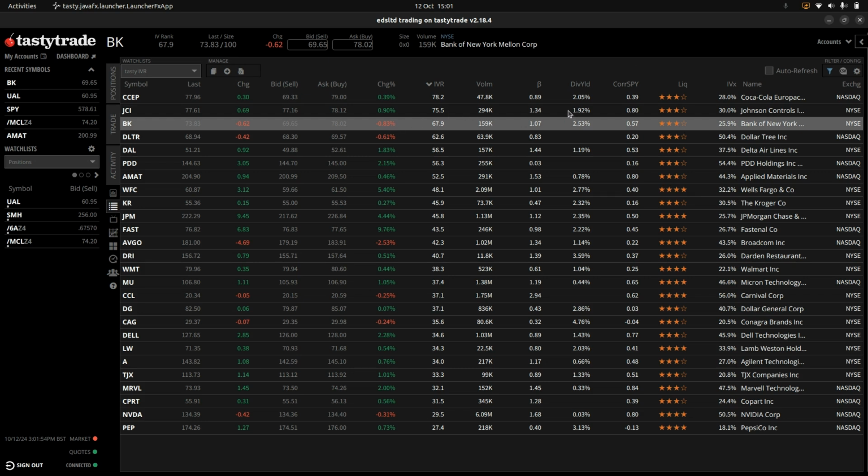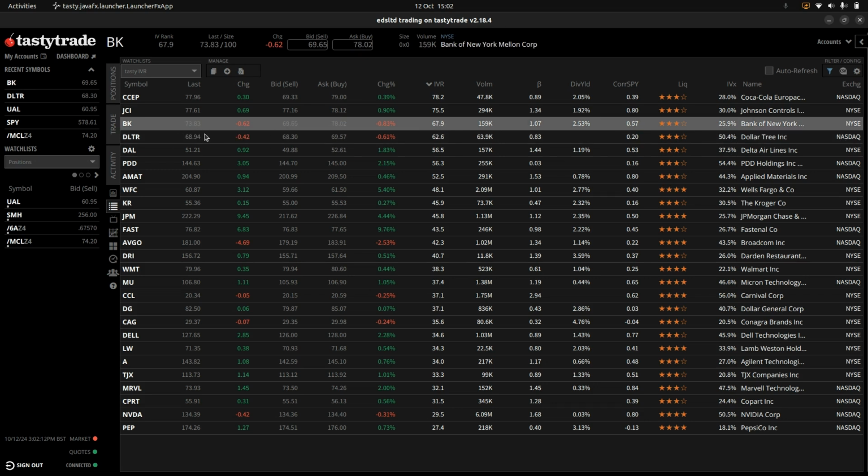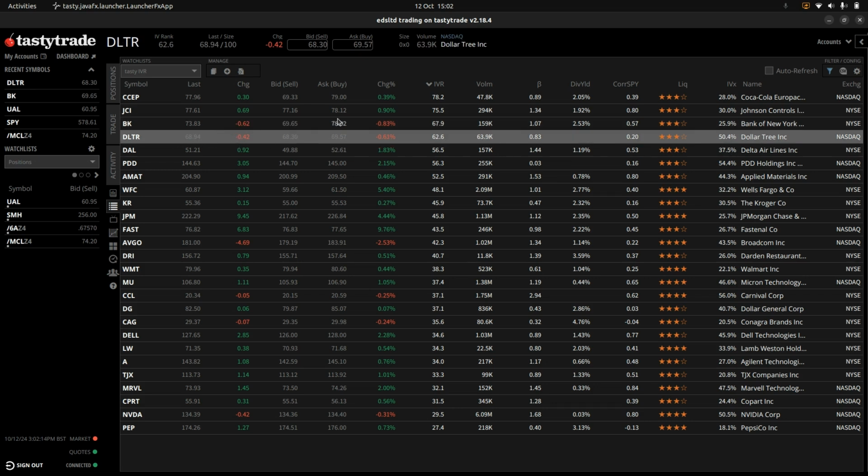Just to double down on that point, as we can see here, BK with an IV rank of 67.9 puts it at an IV of 25.9%. But below that, Dollar Tree has got an IV rank of 62.6, but that gives it an IV of 50.4, right? And they're trading at around similar prices.